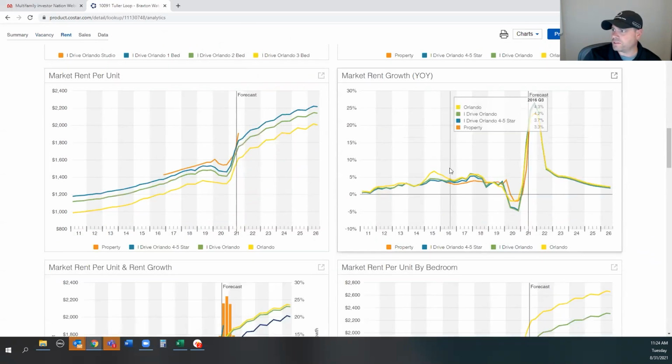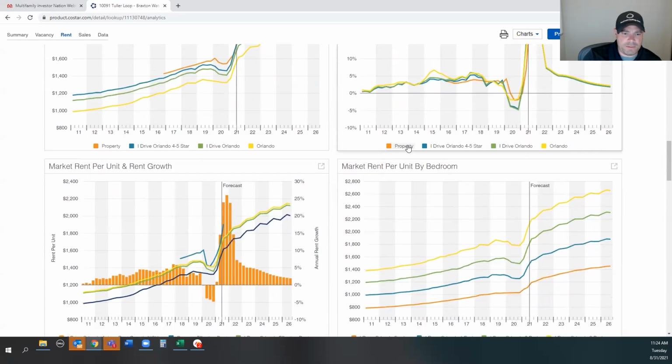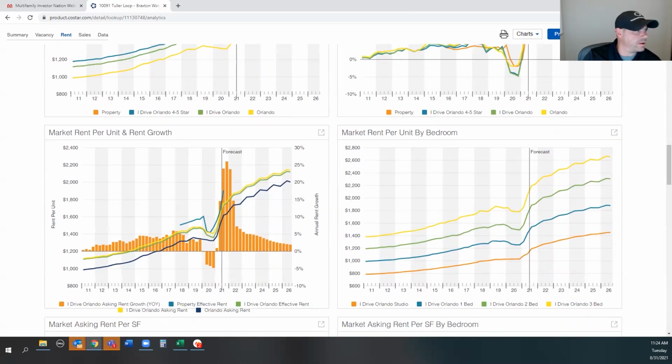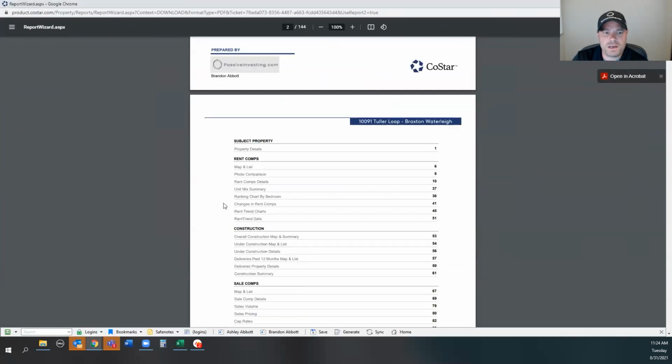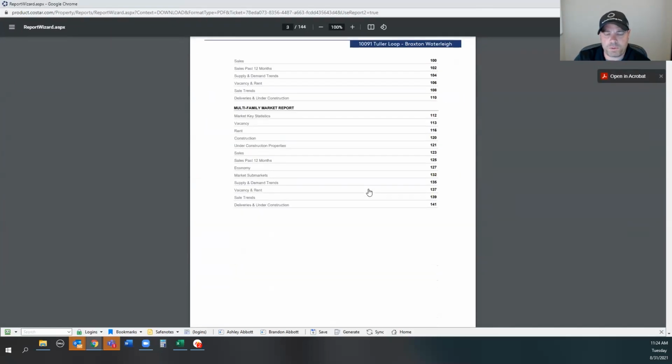I'll pause for a second. Underwriting report for Braxton Waterley. That's going to be a big one to email. It's a pretty large report. I'm going to share it though. Somebody was asking for the Braxton Waterley report. Let me just grab this real quick and pop it up here. All right, so here is the underwriting report.